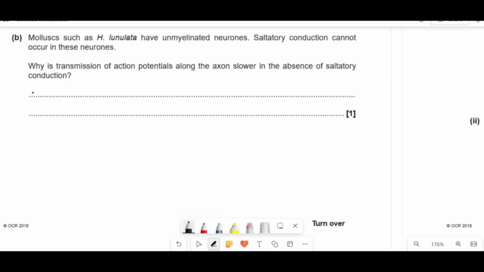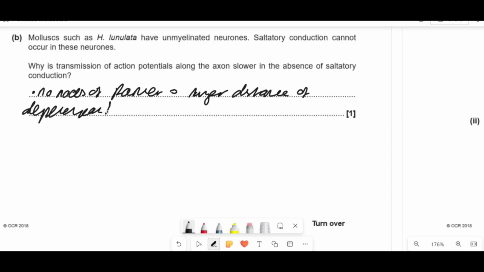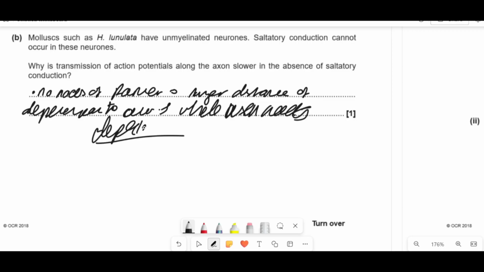So then here you would say there are no nodes of Ranvier. So it means there's a longer distance of depolarization to occur. So it means the whole axon needs depolarization. There you go. I've just written depol for short.